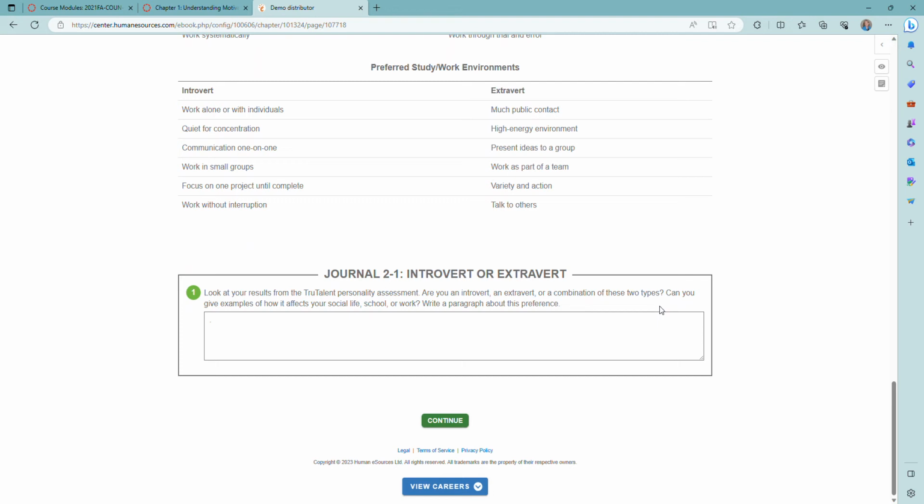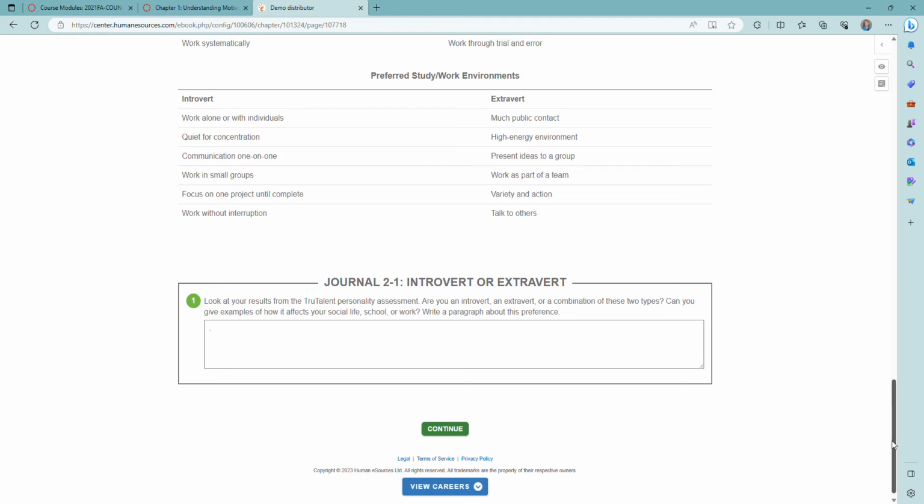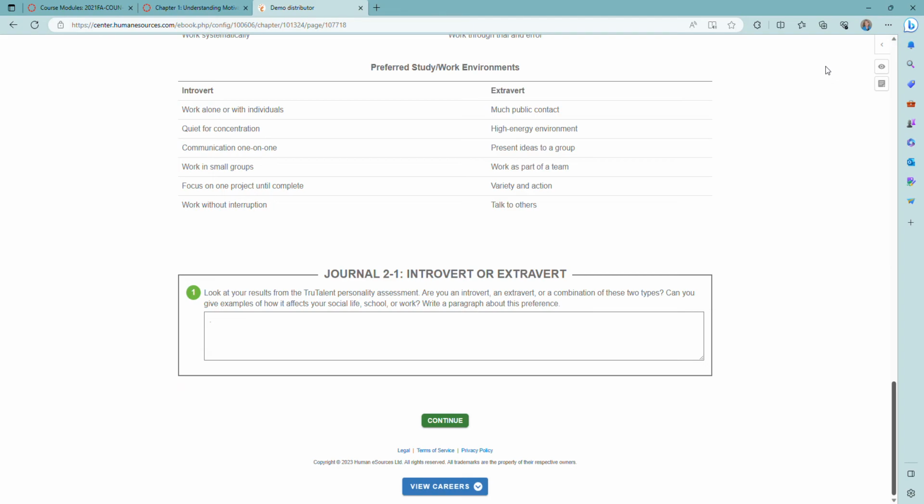Look at your results from the True Talent Personality Assessment. Are you an introvert, an extrovert, or a combination of these two types? Can you give examples of how it affects your social life, school, or work? Write a paragraph about this preference. And again, you can view the students' journal entries online and comment about them, and also grade them, and the grades are automatically placed in the grade book.